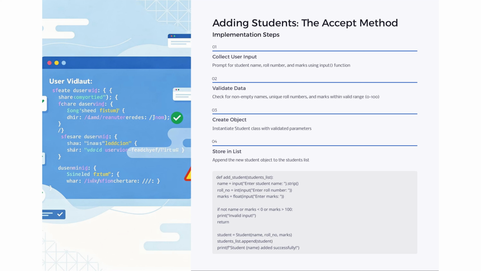To add students, first collect input for name, roll number, and marks. Validate the data, ensuring names are non-empty, roll numbers are unique, and marks are between 0 and 100. Create a student object with these parameters and append it to the students list. This ensures accurate and organized student data management.